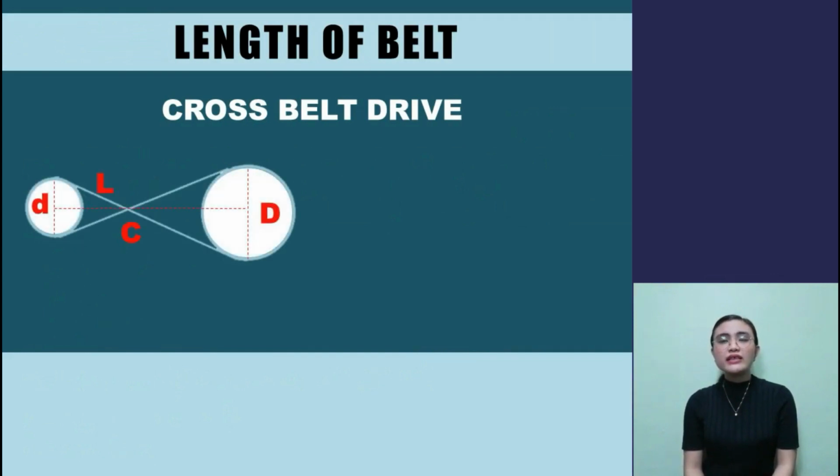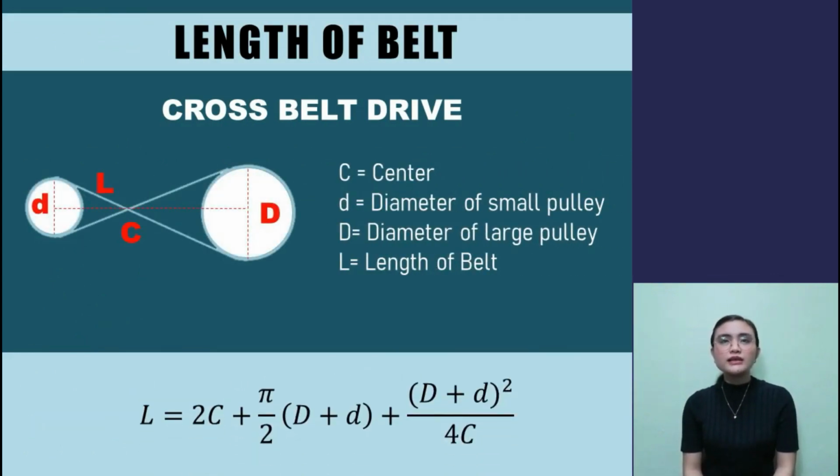Now let's proceed to the second type of belt drive, which is a closed belt drive. To find the required length of the belt, the formula is L is equal to 2C plus pi over 2 times the sum of the diameter of large pulley plus the diameter of small pulley, plus the diameter of large pulley plus the diameter of small pulley, quantity squared, all over 4 times C, the center distance.